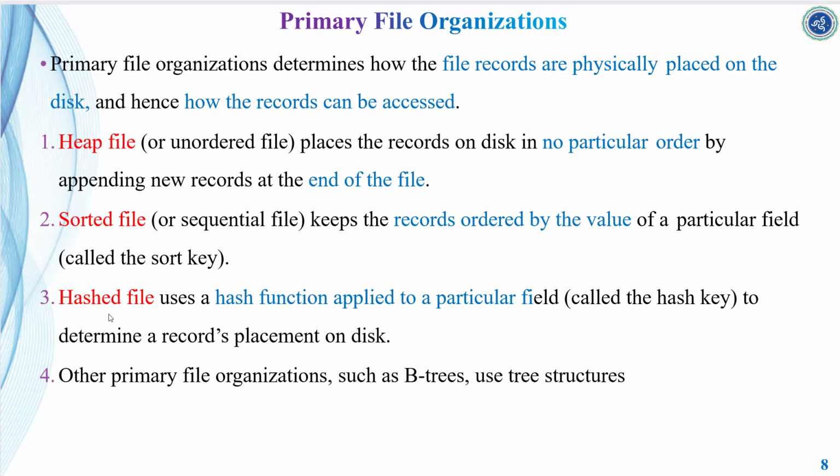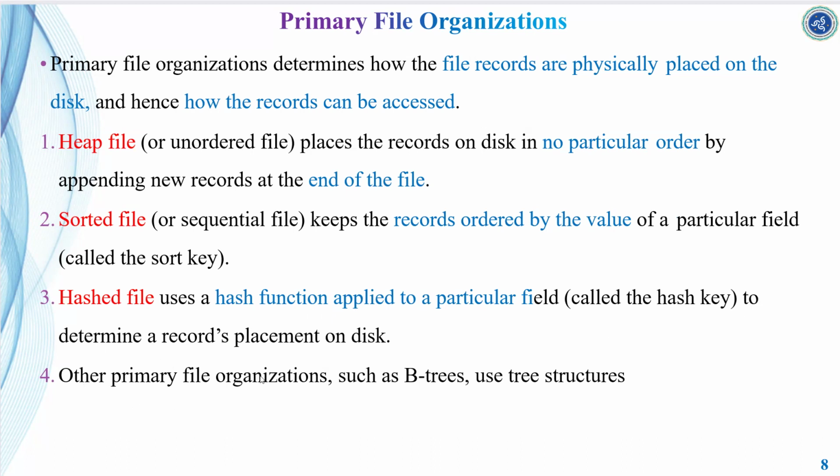Next one is the hash file. So hash file means we can use some hash functions, and based upon the hash function applied to a particular field, we get the hash key. That is, whatever hash function we are applying, that field is called the hash key. And based upon this hash key, we can determine the record's placement on the disk.